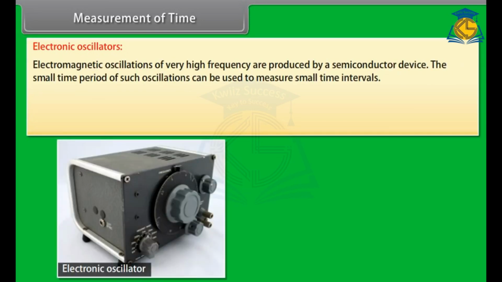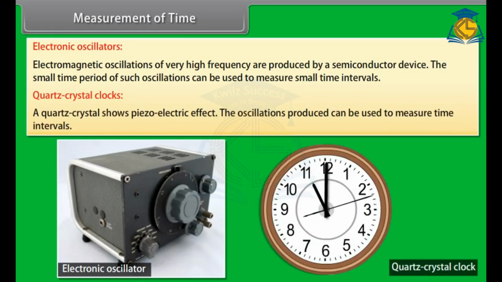Electronic oscillators. Electromagnetic oscillations of very high frequency are produced by a semiconductor device. The small time period of such oscillations can be used to measure small time intervals. Quartz crystal clocks. A quartz crystal shows piezoelectric effect. The oscillations produced can be used to measure time intervals.